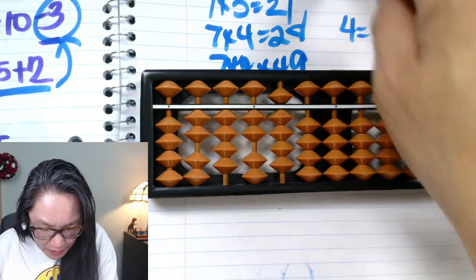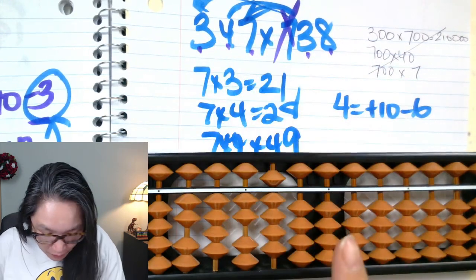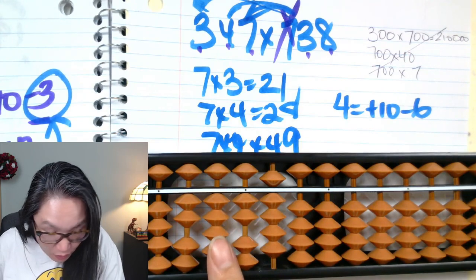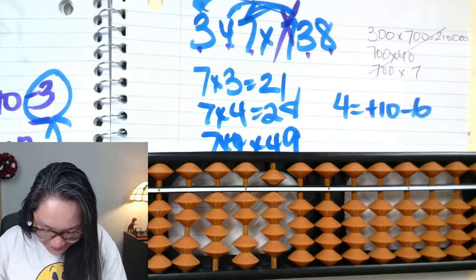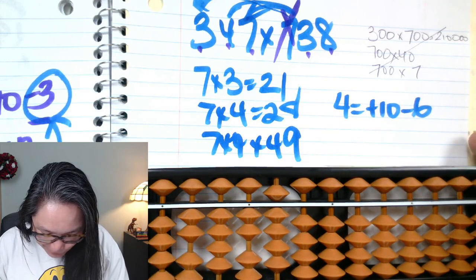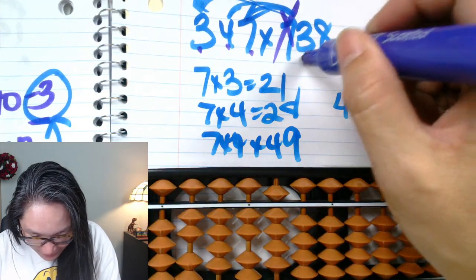So we're done with the 7, right? Now we do the 3. 1, 2, ooh, sorry. 1, 2, 3, 4, 5. So we got to go 5. 1, 2, 3, 4, 5. So now we're over here. Okay. I'm just making sure.